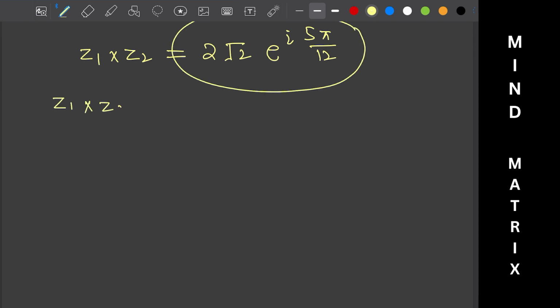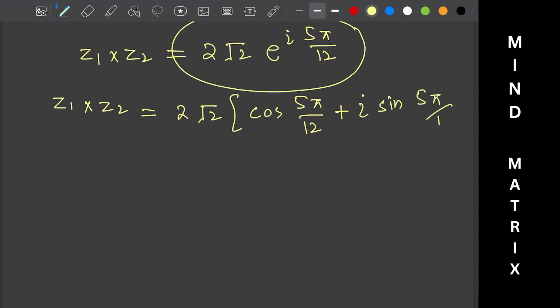Now express this number again in polar form. z1 cross z2 equals 2 under root 2 cos 5 pi by 12 plus iota sin 5 pi by 12. This is the required solution. Now again we are going to divide these two numbers.